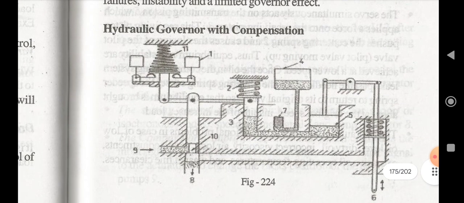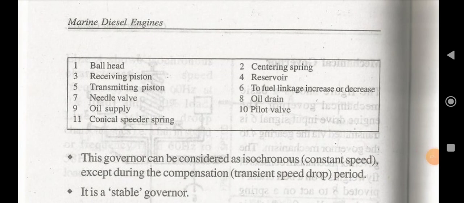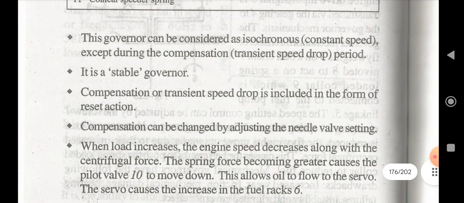Okay. Then the hydraulic governor with compensation. In most ships, this hydraulic governor is used in modern ships. Here in this hydraulic governor, the main parts are ball head, centering spring, receiving piston, reservoir, transmitting piston, to fuel linkage increase or decrease, needle valve, oil drain, oil supply, pilot valve, conical speeder ring. This governor can be considered as isochronous, that means constant speed, except during any speed droop period. So generally we can call this a stable governor.